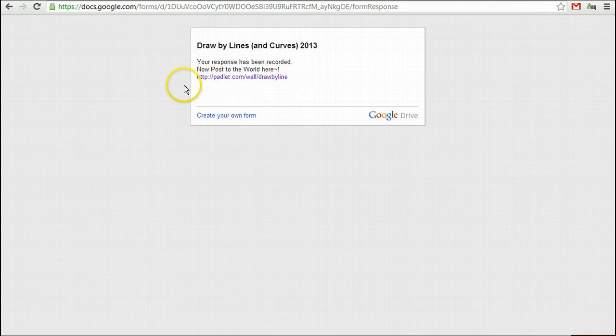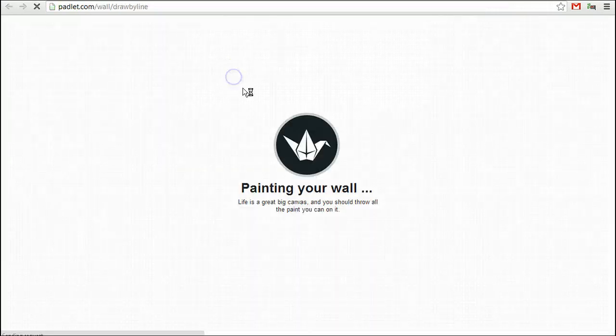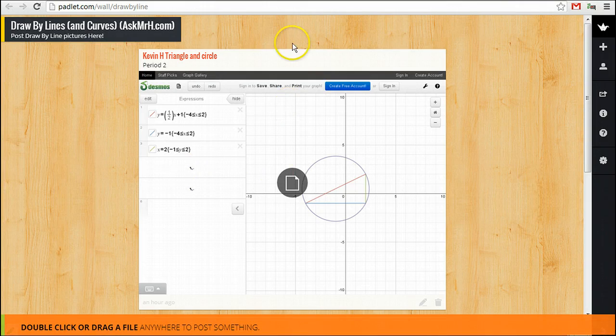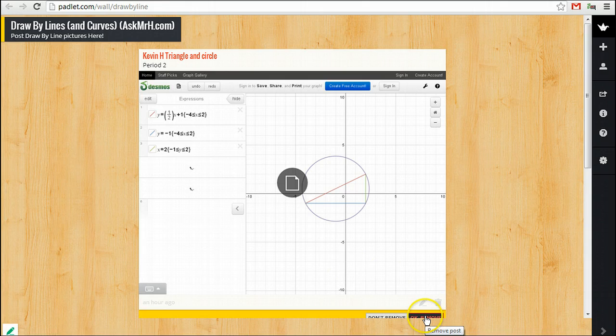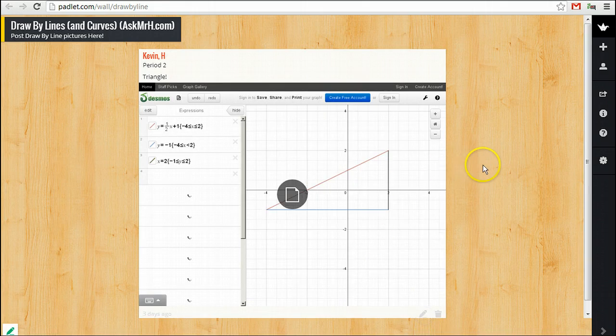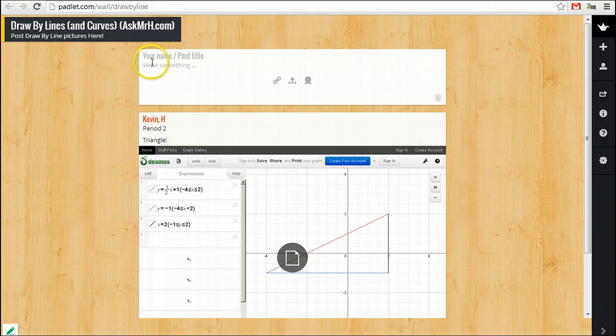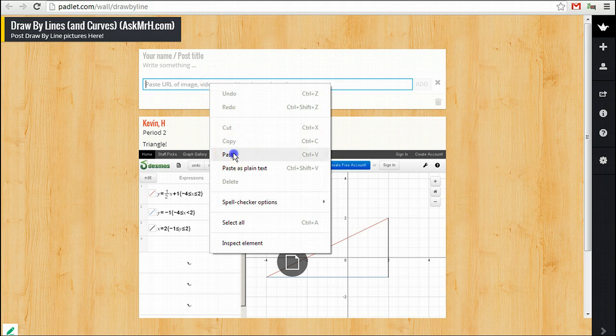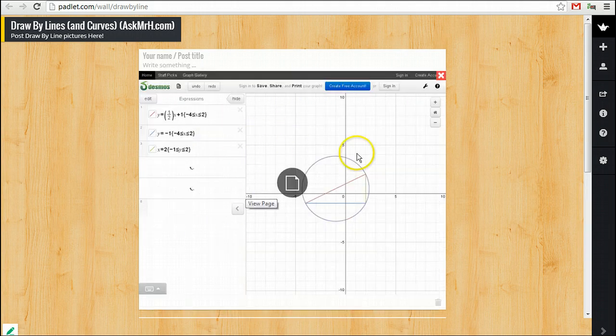Now you need to show it to the world. Show it to your classmates. So click here, and this goes here. I actually did this one before, so let me delete that one. Double click anywhere, and it says your name. First, I want you to click this link. You see this link here? Paste that same link here, and you will see this picture down here, the same graph that we just did.